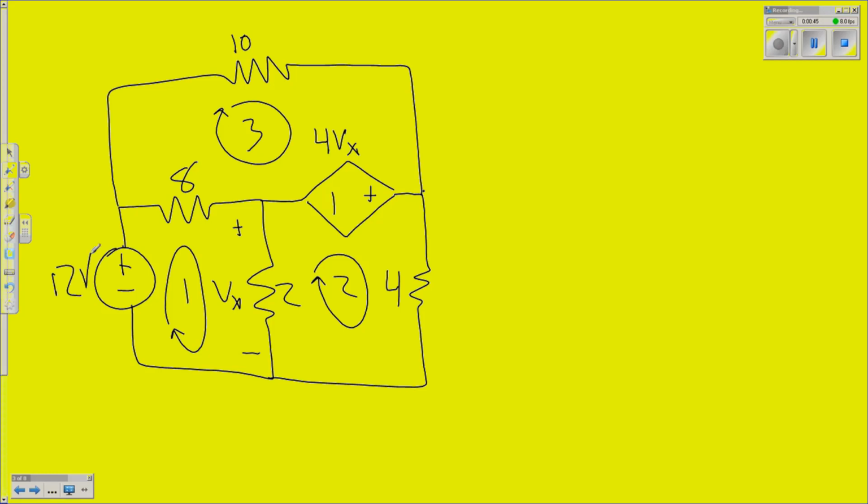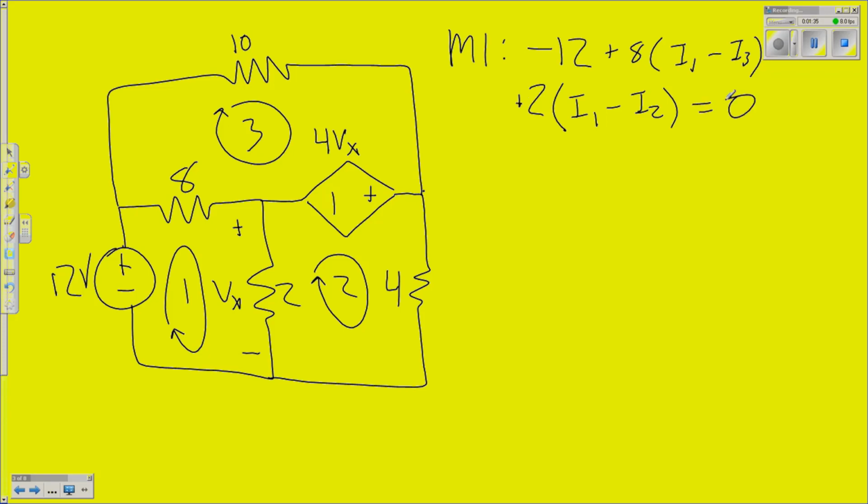I suppose we've got to give ourselves a source voltage first. So 12 volts there. Now mesh 1 is going to be our negative 12 volts coming up through the bottom. We go across the 8, I1 minus I3 here. Not I3 minus I1, but I1 minus I3. And then we have Vx, which in this case is 2 times I1 minus I2. And this is all equal to 0. Okay, so that's our first mesh.